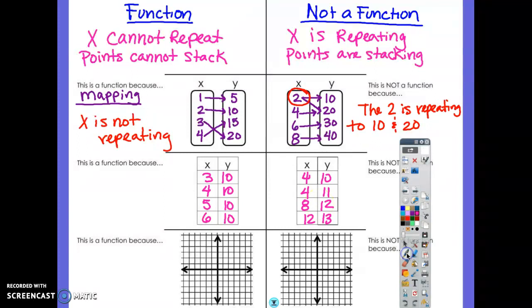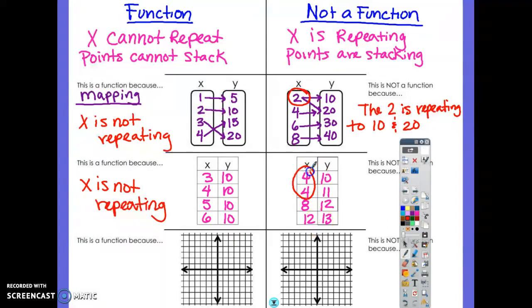Okay, so why is this one a function? The x is not repeating. Did we say anything about the y? Do we care about the y? No, that's not what we said up here. I said x cannot repeat. I don't care if y is repeating, okay? This is a function. What about this one?